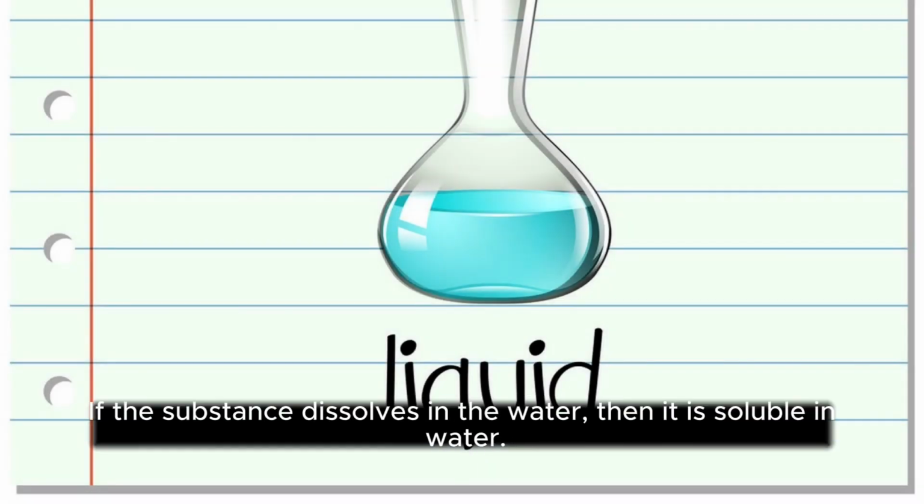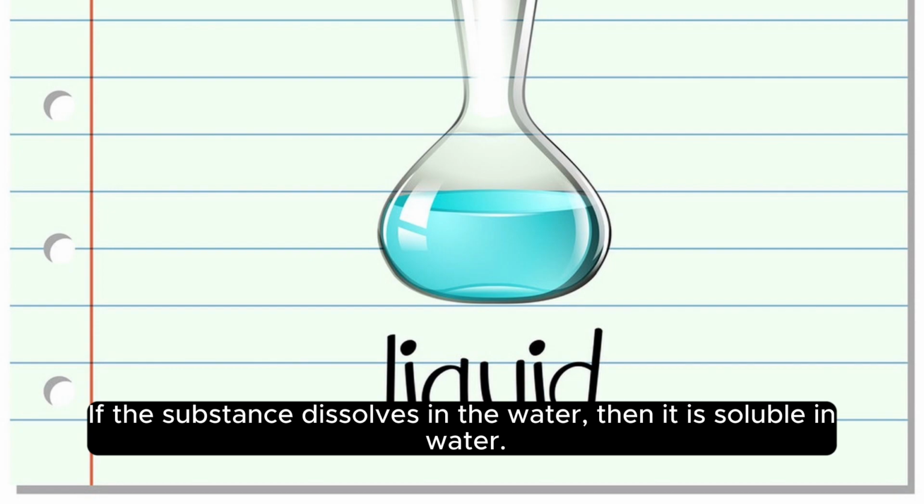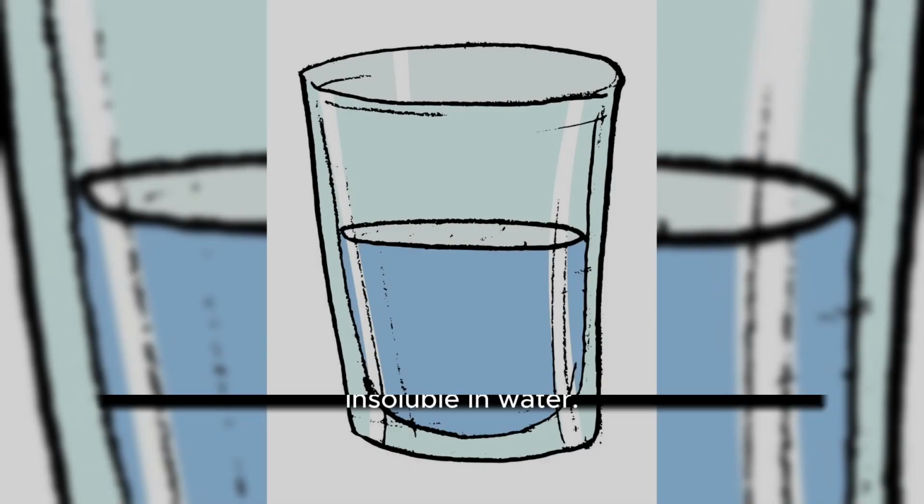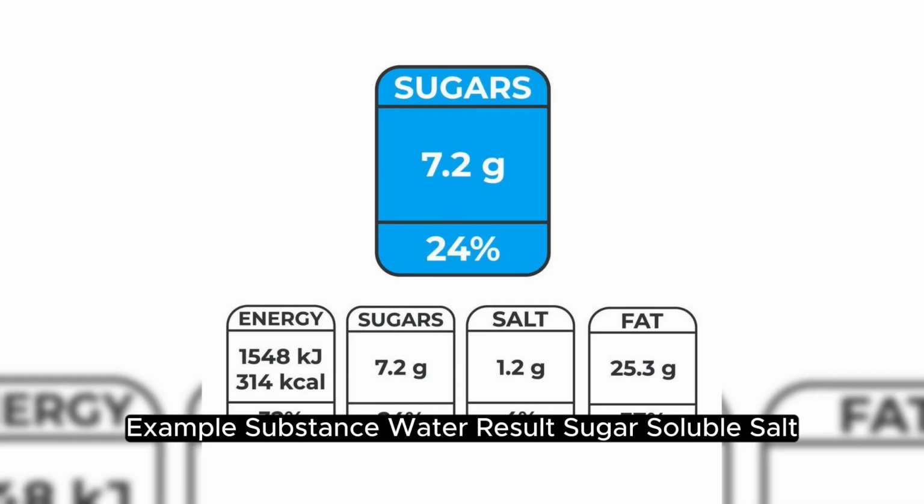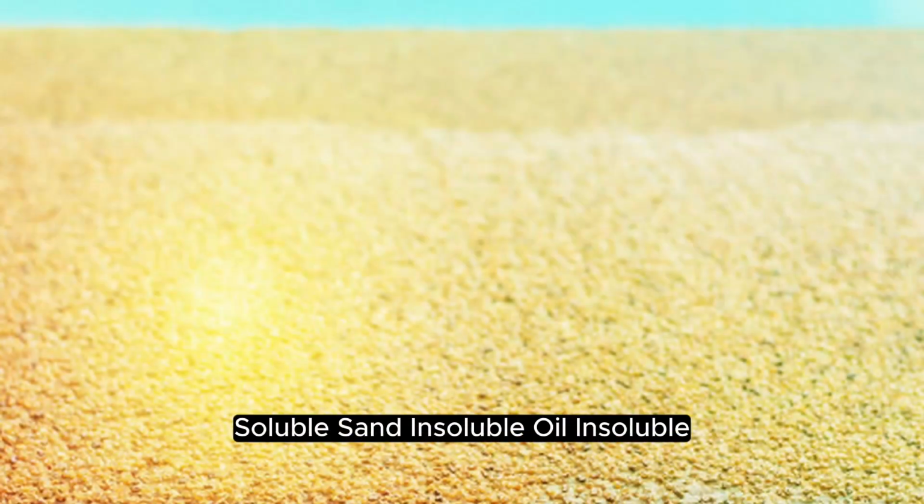Results. If the substance dissolves in the water, then it is soluble in water. If the substance does not dissolve in the water, then it is insoluble in water. Example: substance, water. Result: sugar, soluble; salt, soluble; sand, insoluble; oil, insoluble.